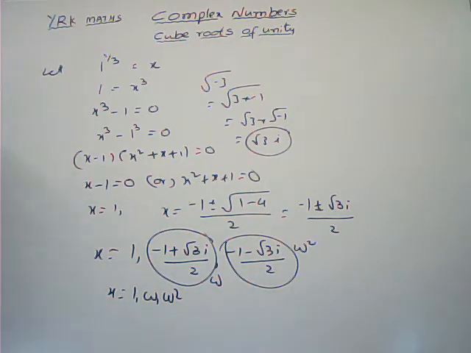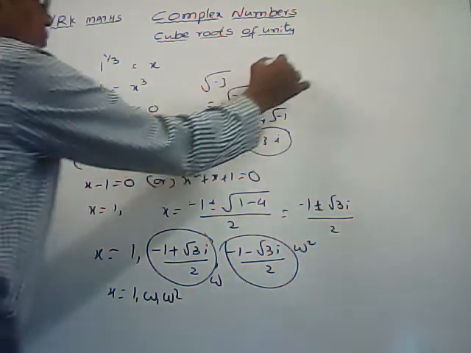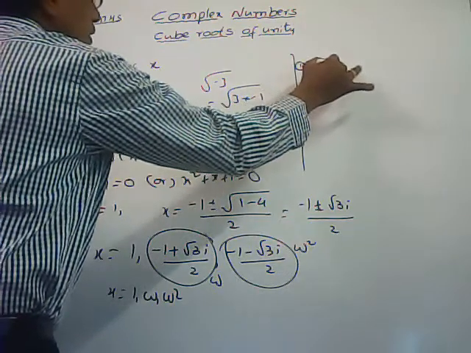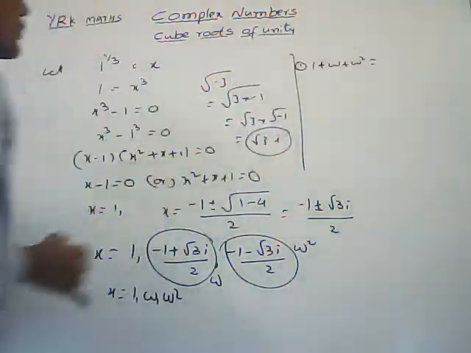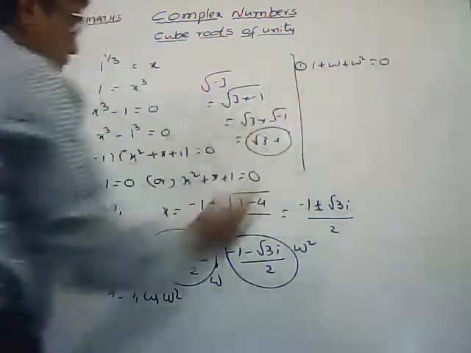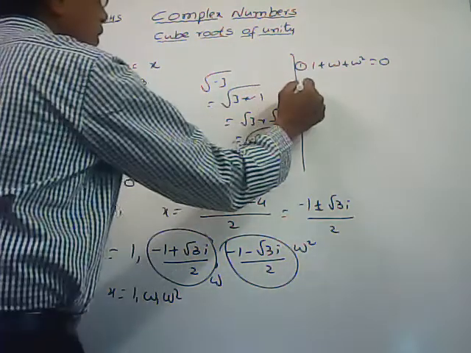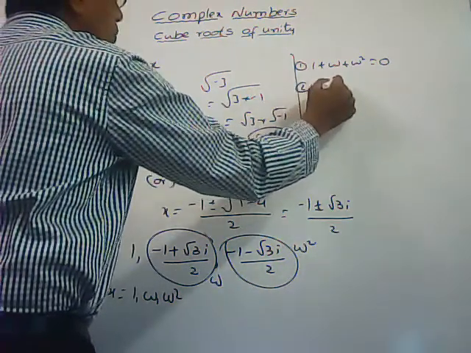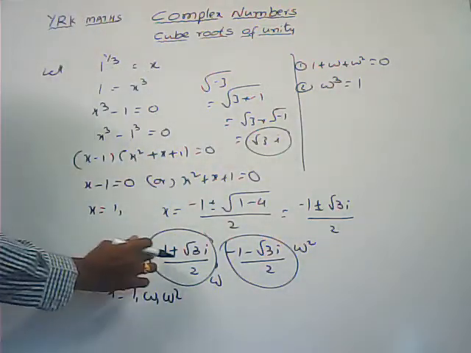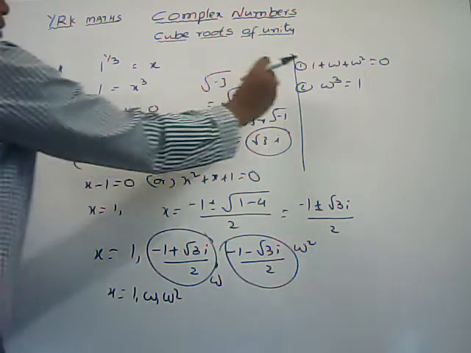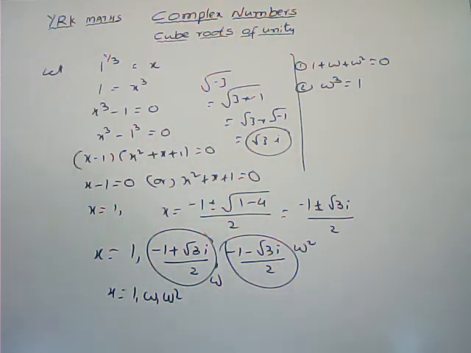Here, only two properties are there. While adding the three, 1 plus omega plus omega square, this we say is the sum of the cube roots of unity, and that is always 0. By multiplying these three, 1 into omega into omega square, that is omega cube, we get 1. So 1 plus omega plus omega square equals 0, and the second one, omega cube, equals 1.